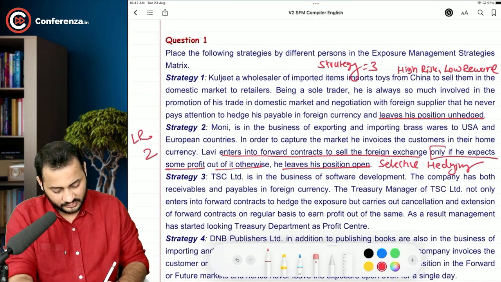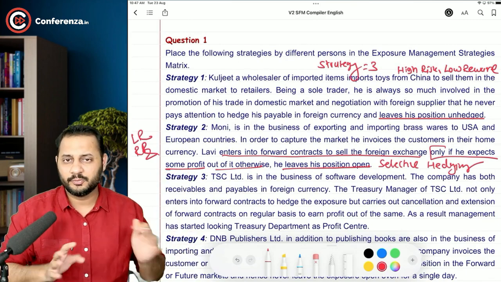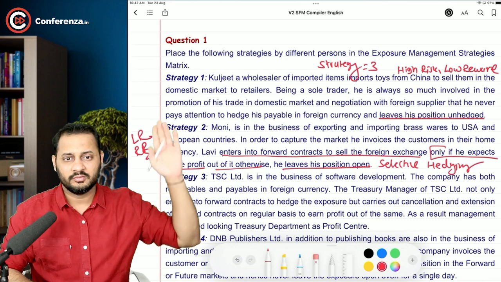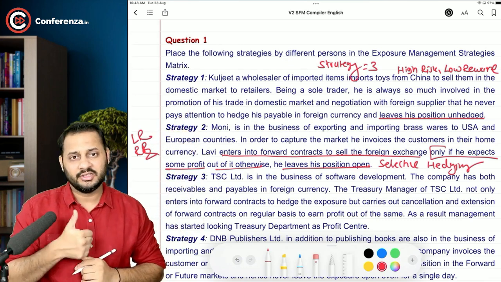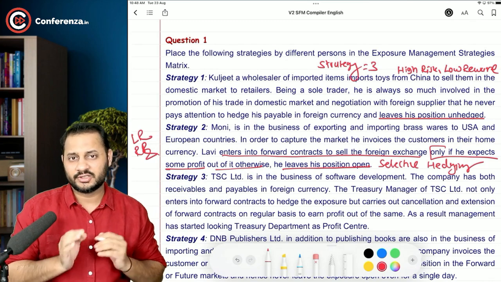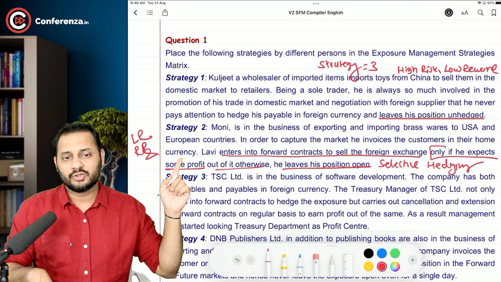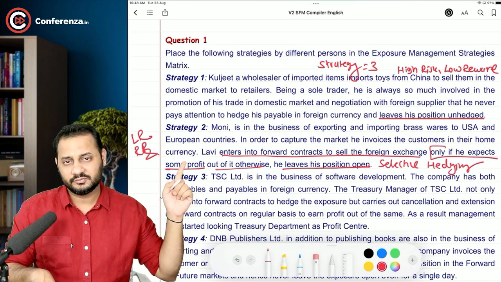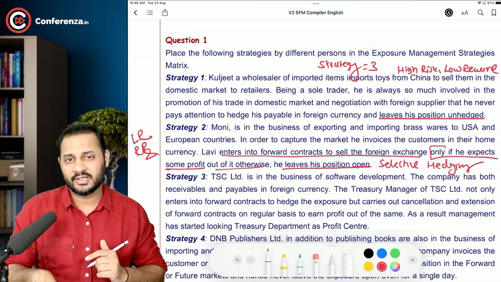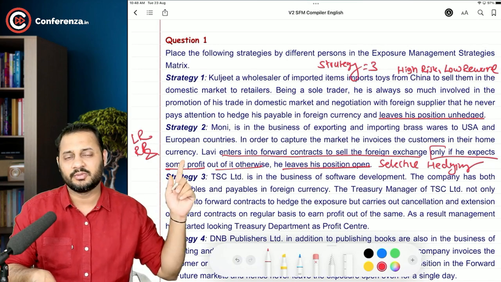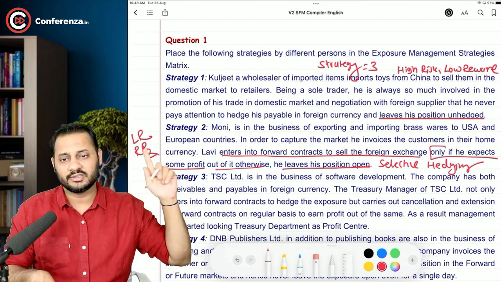Low risk, reasonable reward. You are not keeping all the position open. This is not strategy number 3. Automatic hedging is strategy number 1, low risk, low reward. That is not the case in this question. You are also not actively trading, doing continuous rebooking and cancellation, so this is not strategy number 4 either. So this is strategy number 2, low risk, reasonable reward.